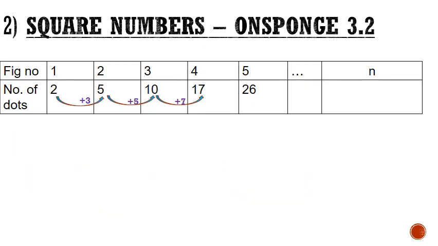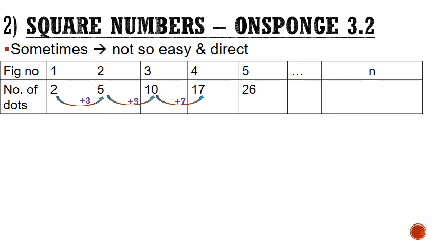But sometimes the question is not so easy or direct, especially if this comes out in paper 2, the long answer question, 4 or 5 marks. So for example here, figure number 1, there are 2 dots. Figure number 2, there are 5 dots. Figure number 3, there are 10 dots. So at first glance, it's not so easy to spot which type of pattern question it is.